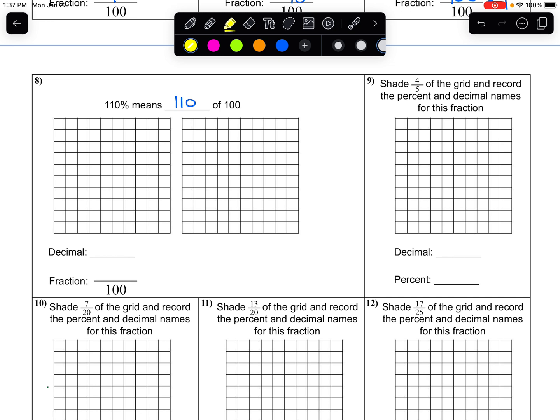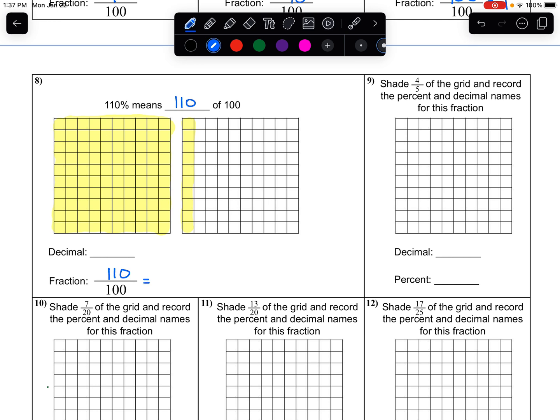What this means is we're going to have to shade all of this box, all 100 of these little pieces right here. So we shaded all 100. And then we're going to have to shade 10 more. So that is 110. So what is that as a fraction? It is 110 out of 100.